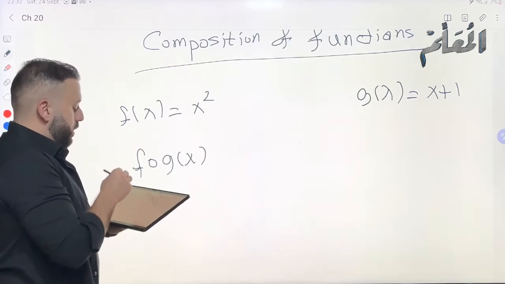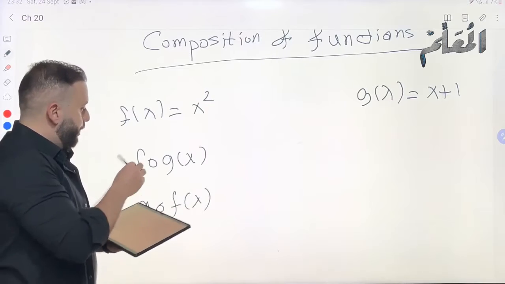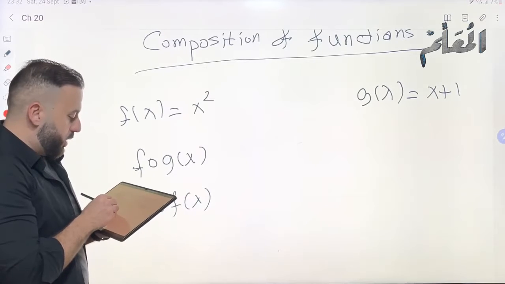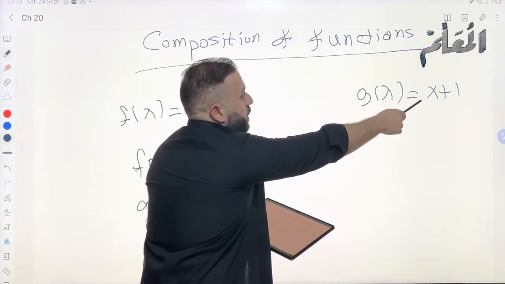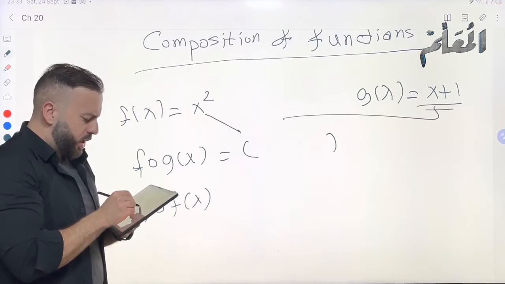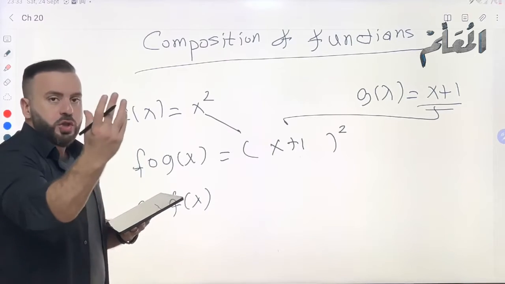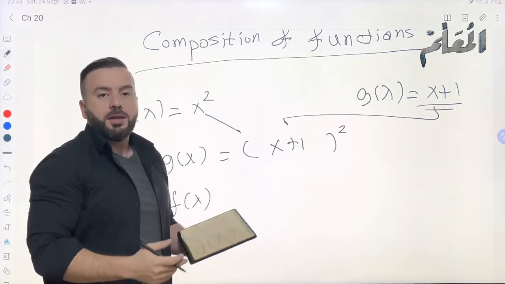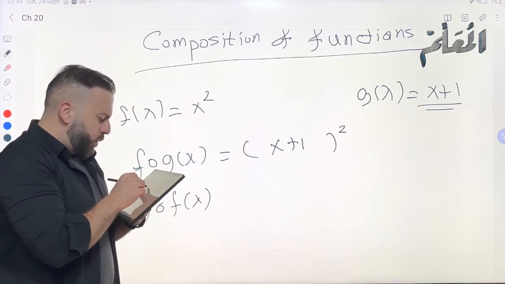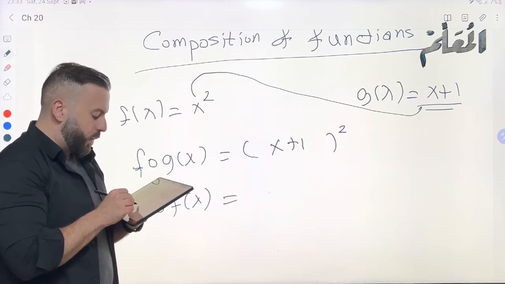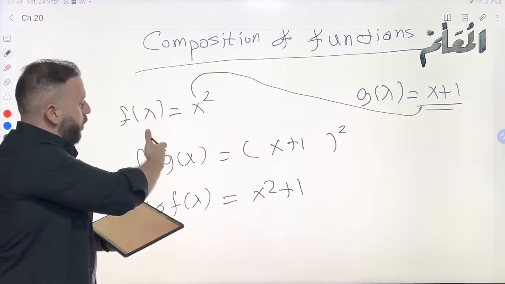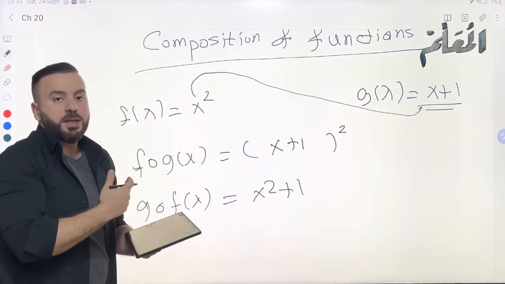And g o f of x, I will put the f function inside what? g of x. So in the first one, g, which is x plus 1, goes inside the x of f. You leave a bracket here and you just plug this inside. So x plus 1 all squared. Just like you put it inside that function. And on the other hand, which is g o f, I'm going to put x squared inside what? The x here is going to be x squared plus 1. So in these two cases, we just made f o g of x and g o f of x, meaning inside each other.